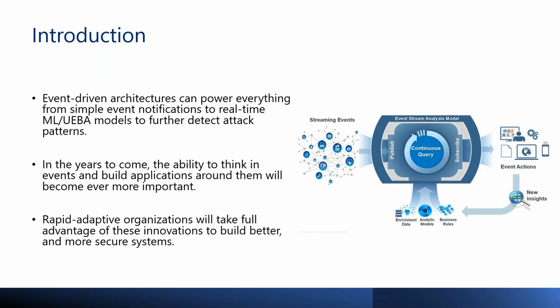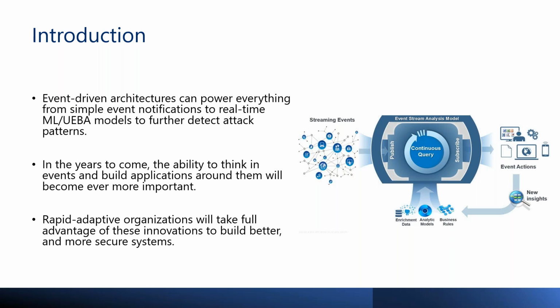Event-driven architectures can power everything from a simple event notification, for example, sending an alert when your endpoint detection and response system detects a malicious activity, to something more complex, such as engaging real-time machine learning or user behavior analytics models, which could be used to further detect attacks and suspicious activities.